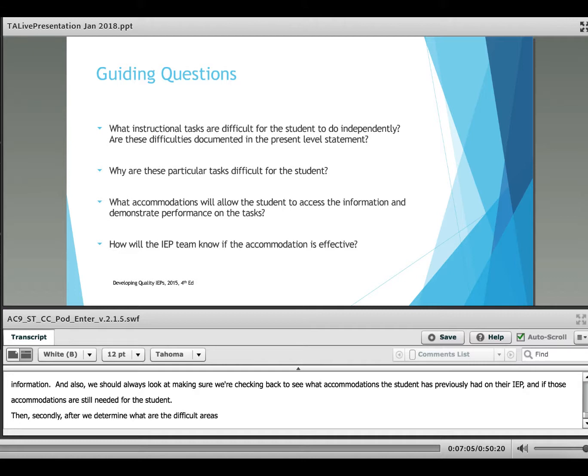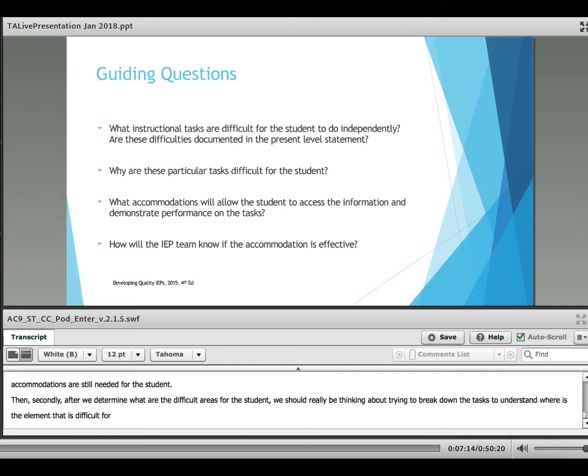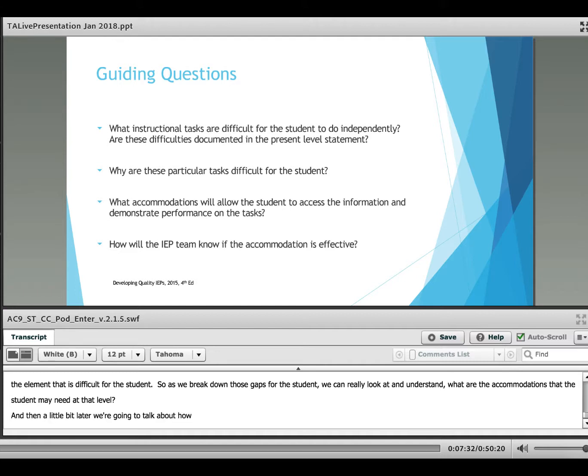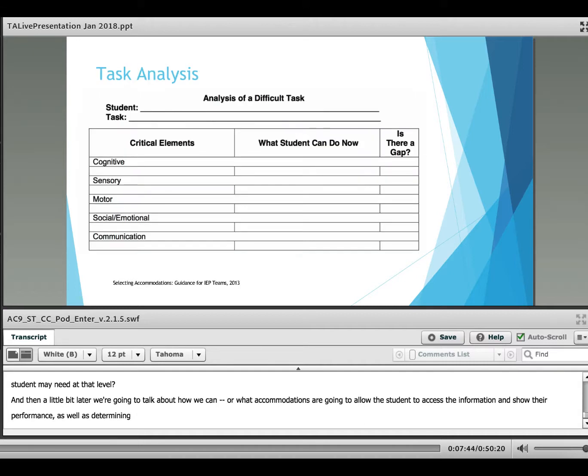Then secondly, after we determine what are the difficult areas for the student, we should really be thinking about trying to break down the tasks to understand where is the element that is difficult for the student. So as we break down those gaps for the student, we can really look at and understand what are the accommodations that the student may need at that level. And then a little bit later, we're going to talk about what accommodations are going to allow the student to access the information and show their performance, as well as determining if an accommodation is effective.